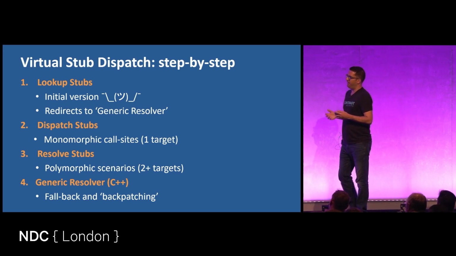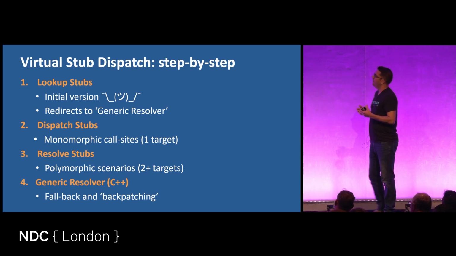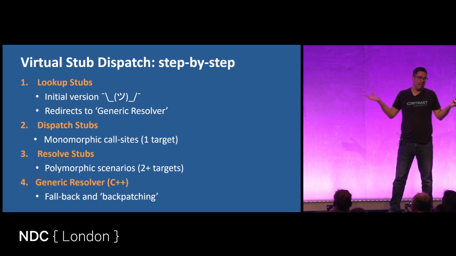So virtual stub dispatch, the way it works, step by step, is this. First time it comes in, it's basically that I don't know, right?